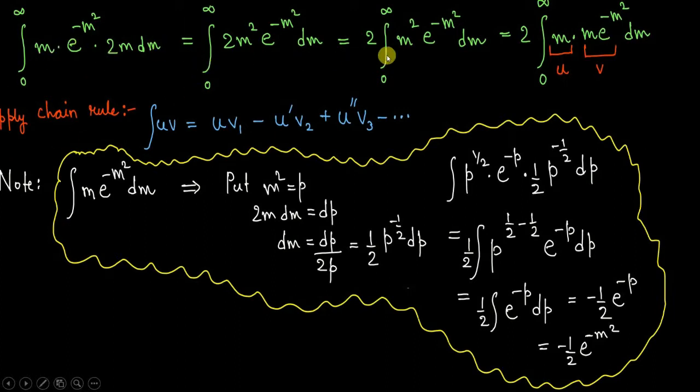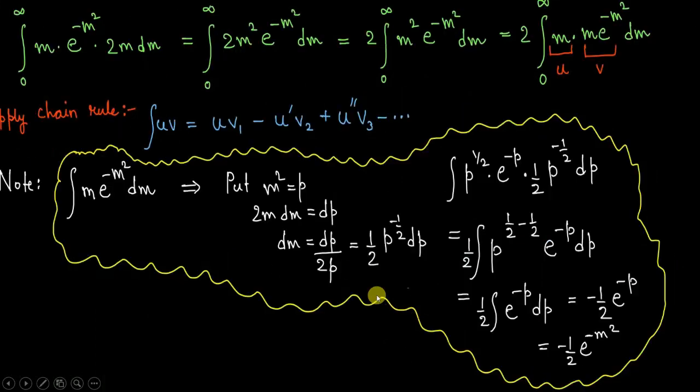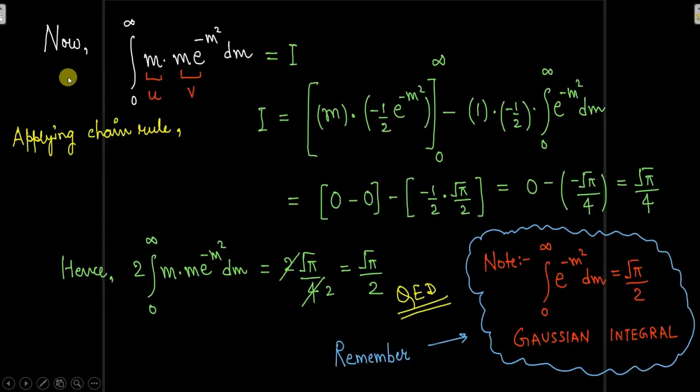So these are the different methods and steps that I have applied for solving the integration, all these substitutions and all. Finally, I have concluded that my final result for this integral is nothing but root pi by 2. So from here, what is the value that you got? Half factorial is nothing but root pi upon 2. Moreover, you can remember this note.